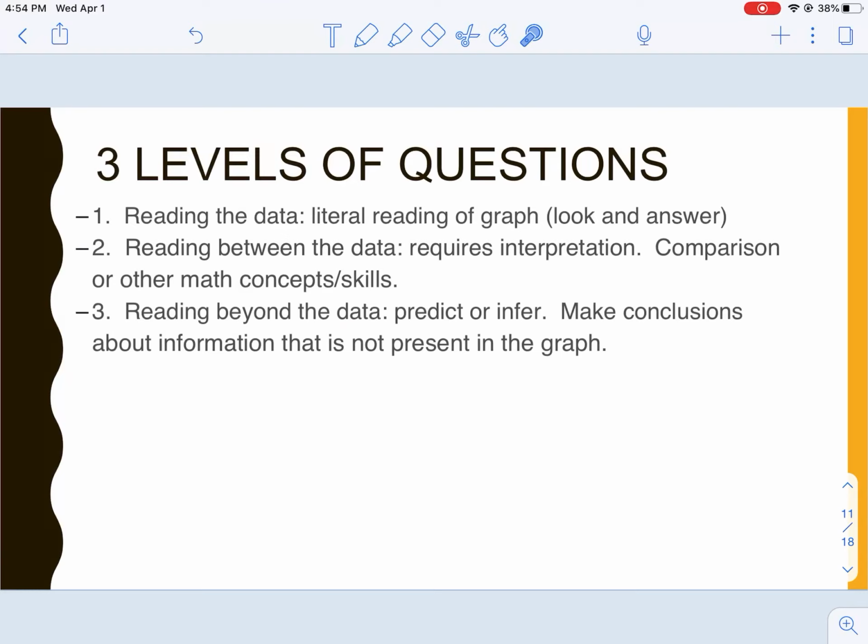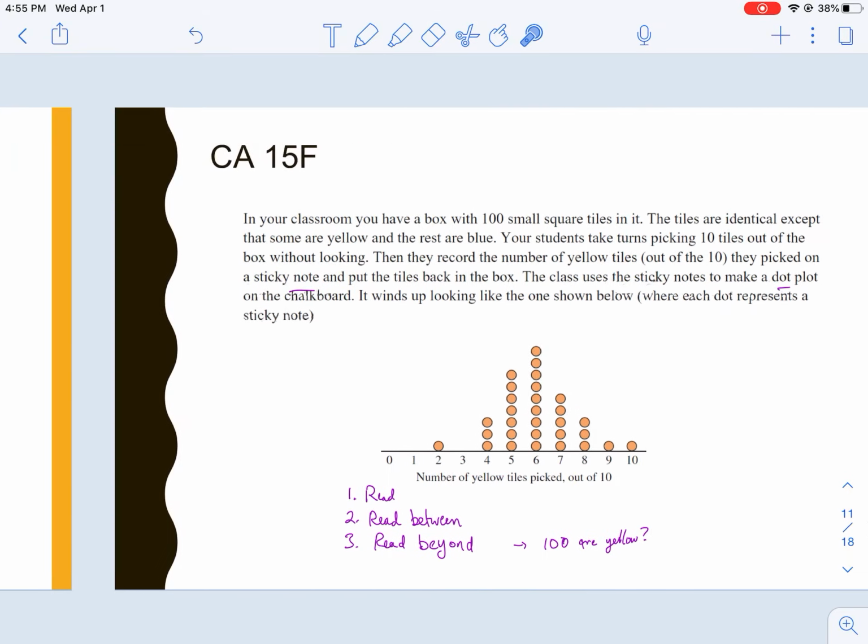Just reading the data is a literal reading of the graph. You just look and you answer the question. Reading between the data is going to require some interpretation, either comparison or other math concepts or skills involved. And reading beyond is going to require prediction or inference. Students are going to have to make conclusions about information that's not present in the graph.